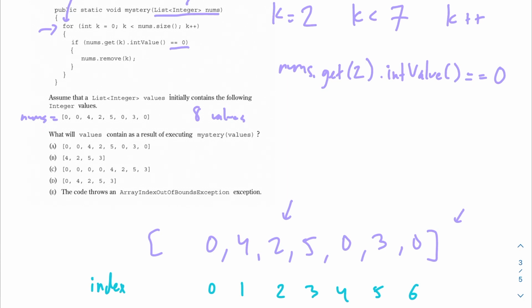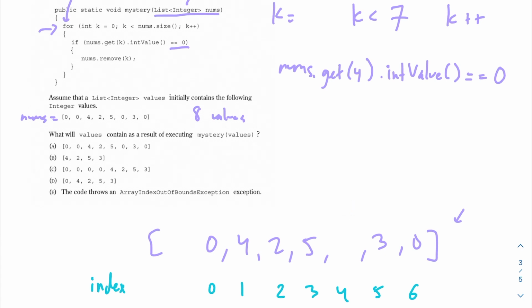So we're going to move on to the next k, so that would be 3. We're updating the value inside of our statement. So now we're looking at index 3. Index 3 is 5, also not equal to 0, so we're going to update our k again. Now we're at index 4. So we're looking at this number now. This does actually equal 0, so we're going to remove it from our list again. So this no longer exists.